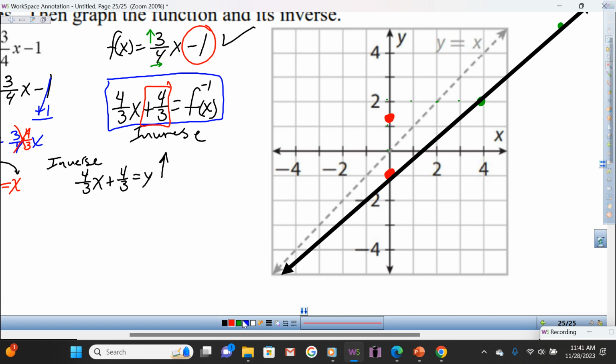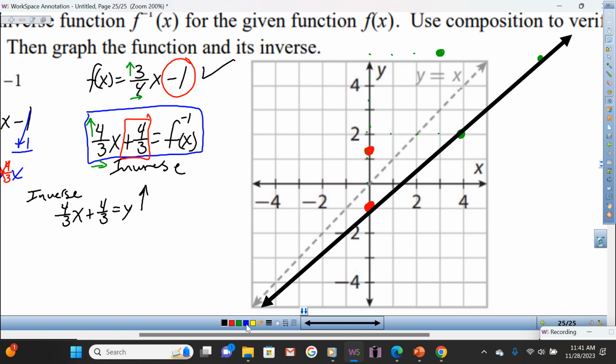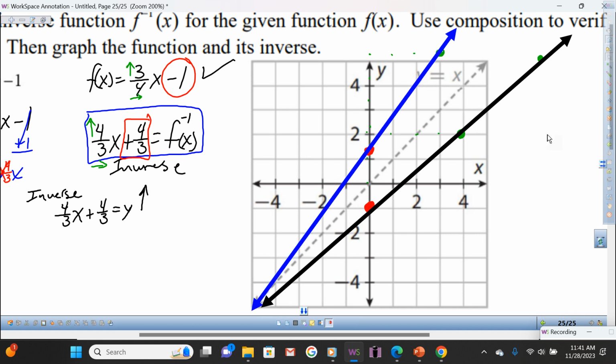And what is my slope, everyone? 4 up and 3 to the right. So from here we go 1, 2, 3, 4. 3 to the right. 1, 2, 3. And I won't be able to fit another one, so let's graph our line in blue. There it is. Now, how can we tell that they are inverses? Let me show you.